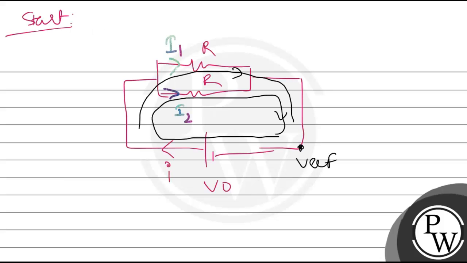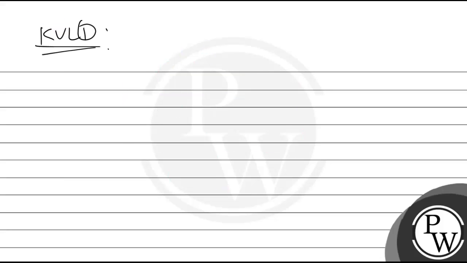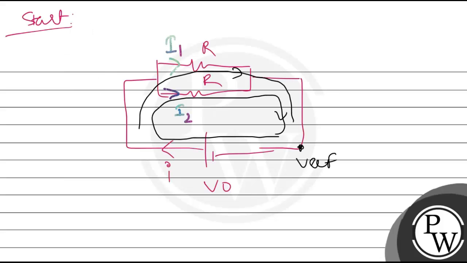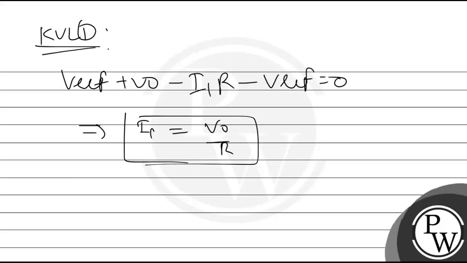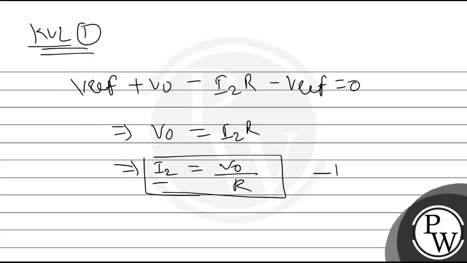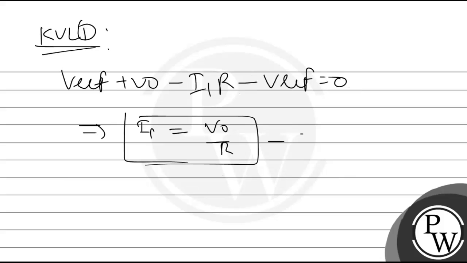Similarly, let us apply KVL in loop 1. We can write, this is V reference plus V naught minus voltage drop across this branch through which the current I1 is flowing, I1 into R, minus V reference is equal to 0. So from here we can write the value of I1 equal to V naught upon R. This is our equation 2. This one is equation number 1.